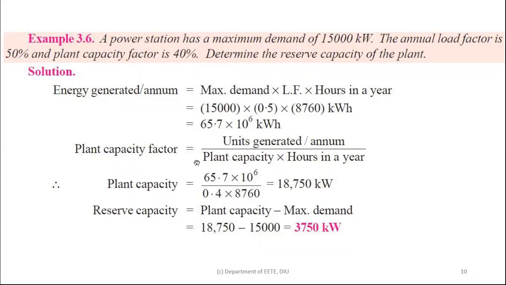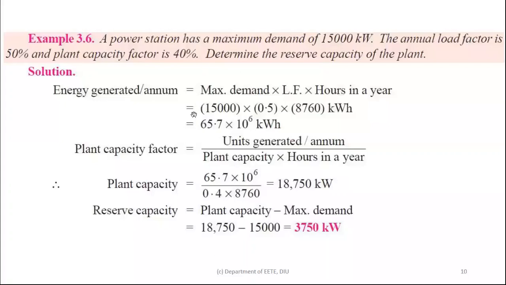So using that value, we need to find out the plant capacity. The plant capacity factor is 40%, so that means 0.4. We get the plant capacity. Then we put the plant capacity minus the maximum demand, and we get the reserve capacity. There is no change. The question is solved in a different way just to make us more compatible with the different equations.